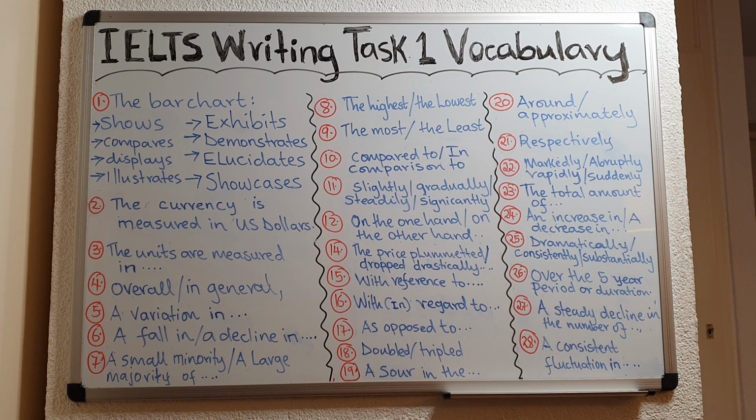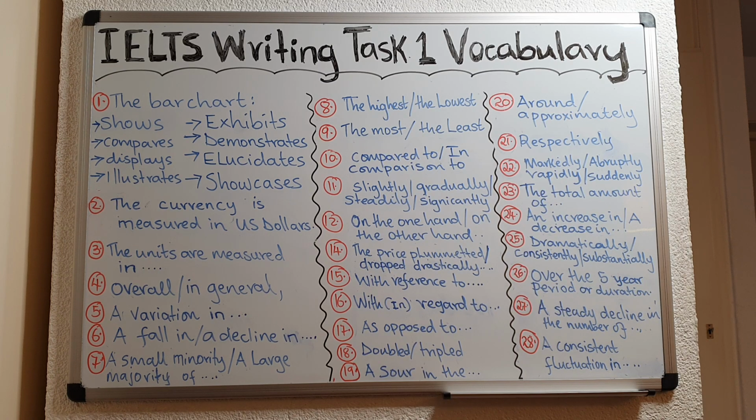Okay, you can say according to diagram 1, the highest number of people live in the capital cities, whereas in pie chart 2, the lowest number of people live in the slums. So the highest, the lowest. Number 9, the most, the least. These two again are opposites, the most and the least. Now, most means many, least means few.